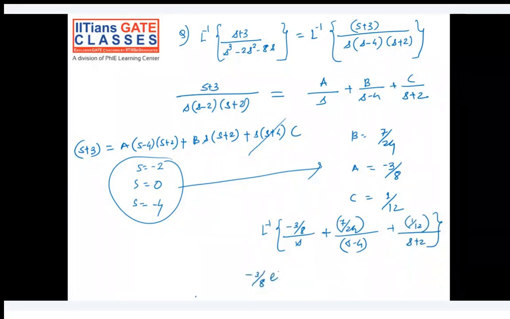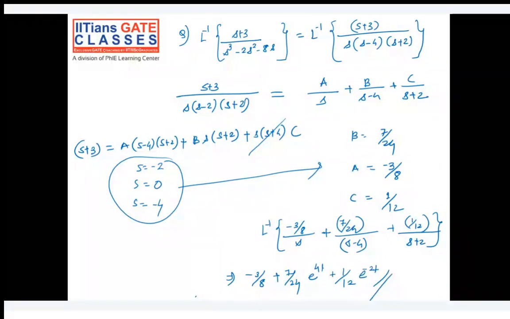power, no, so it is just 1. Inverse Laplace of 1 upon S is 1. Plus 7 by 24, inverse Laplace of 1 upon S minus 4 is e to the power 4t, plus 1 by 12 times inverse Laplace transform of 1 upon S plus 2 is e to the power minus 2t. Okay. So this is the final answer. Okay. Based on this, I'll give some questions.